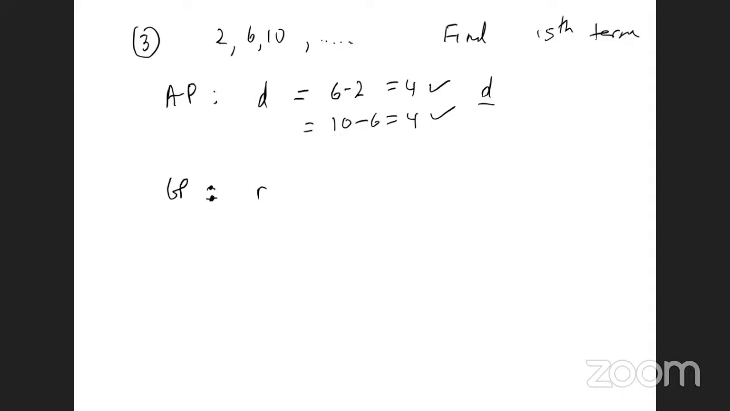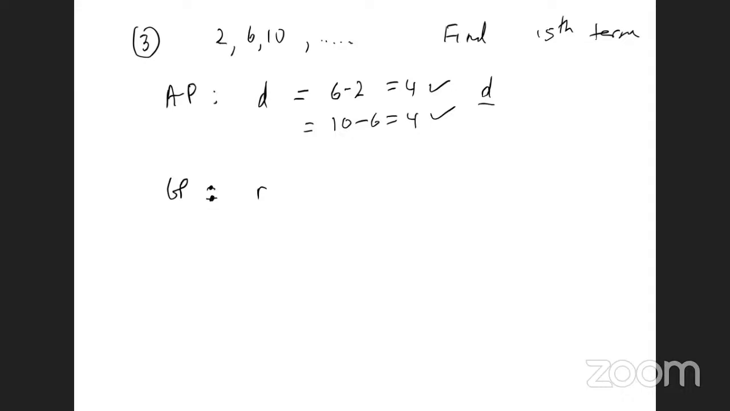Right, so to figure out if it's an AP, we are going to look firstly for D, and if it's a GP, we're going to try to find R. You have to do it for more than one term. To get the common difference, you subtract 2 consecutive terms. So you subtract the 6 and the 2, you get 4. Then you subtract 10 and the 6, you get 4. Once the answers are the same, it means that we get D.